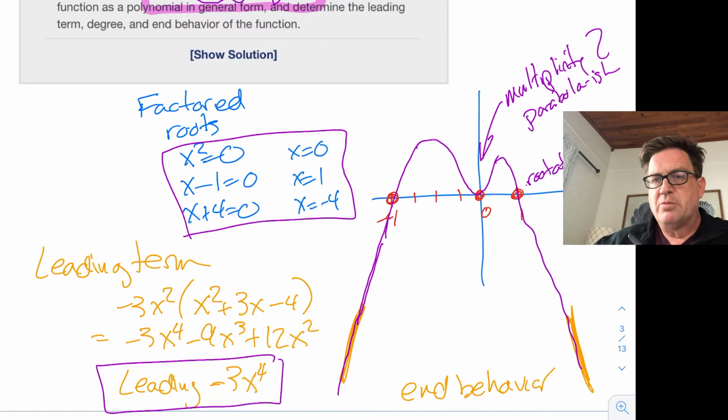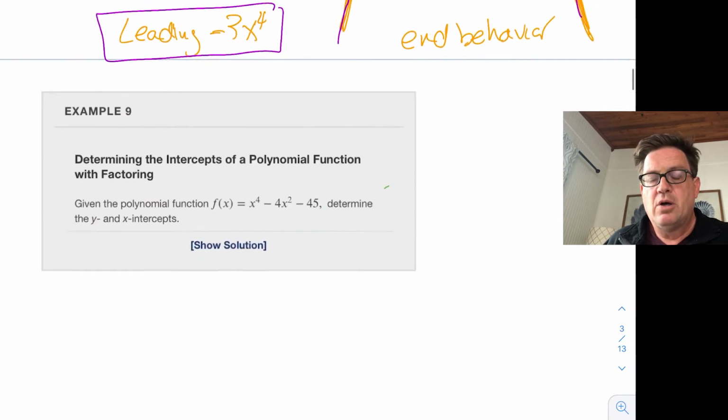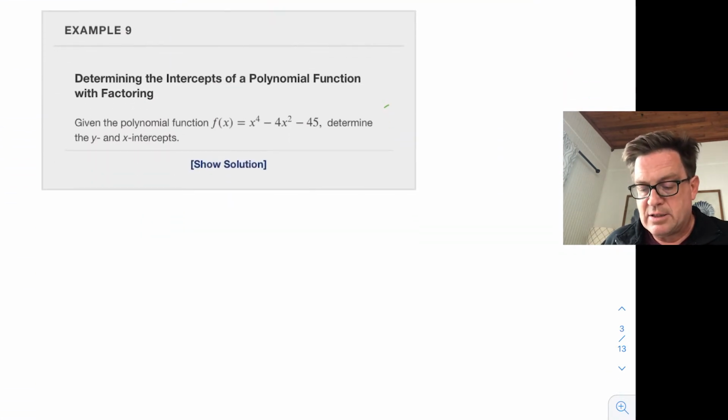All the other terms end up being less significant when x is big, so on the far left and far right of the graph. So you can look at that polynomial and know it's got degree 4 and a negative leading coefficient, so it's got to look generally like this thing we have on the right without doing any calculations.